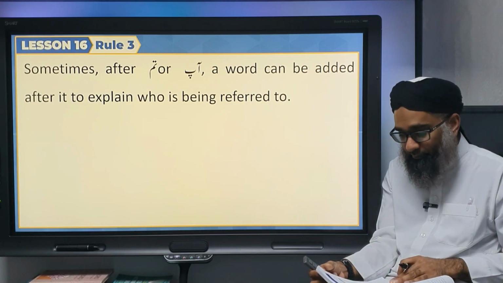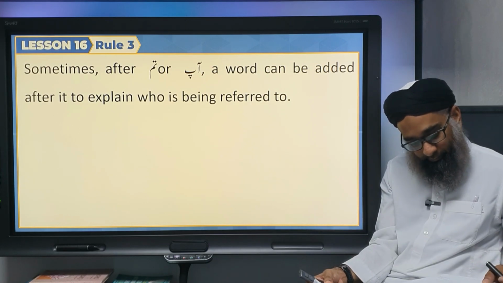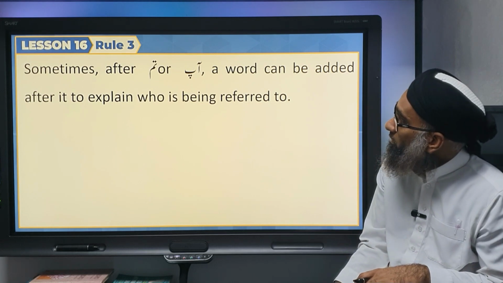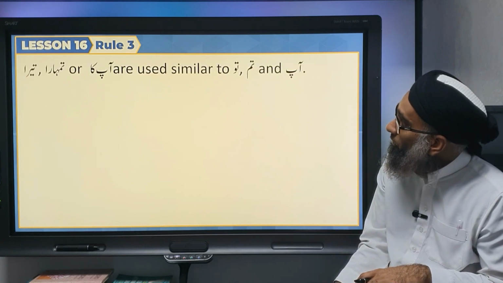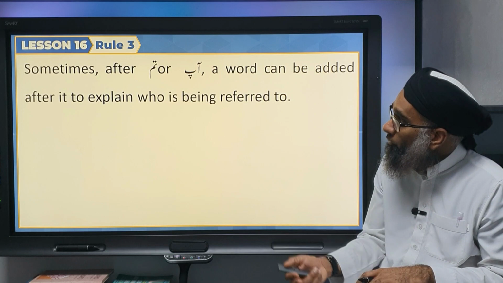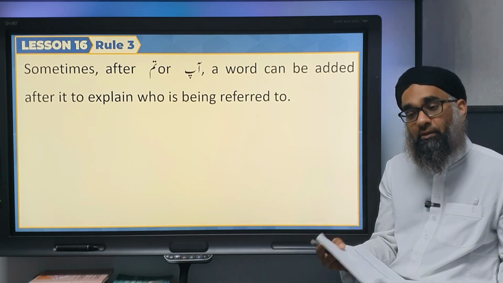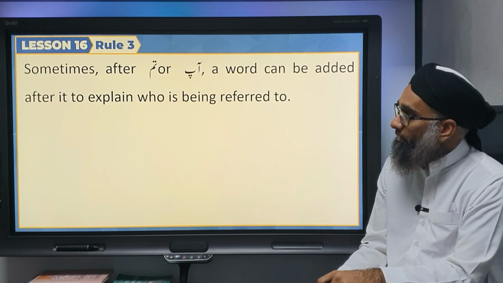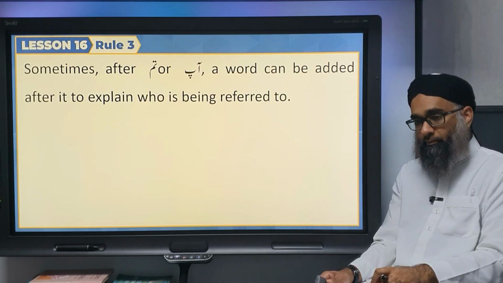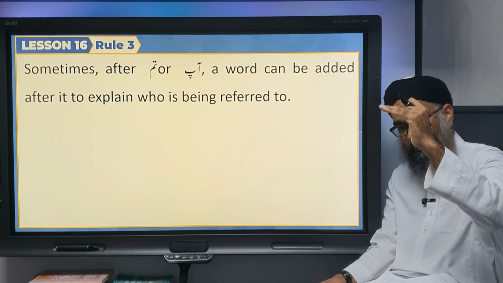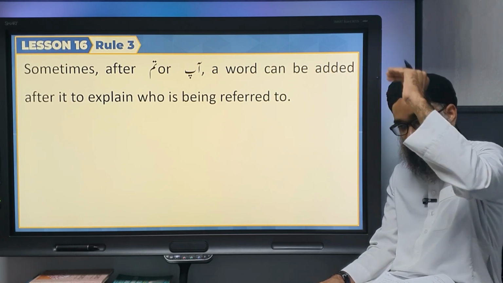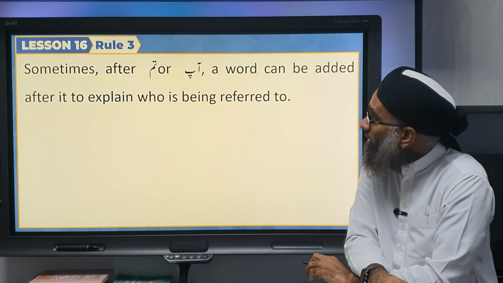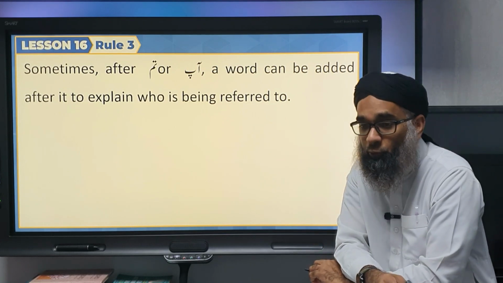Right. Now, I forgot, I missed out one rule in between. The rule for when is aap used? When somebody's higher than you, more respectful than you. Okay, you got it? So you have tu, then tum, then aap. Tu, tum, aap. Okay.